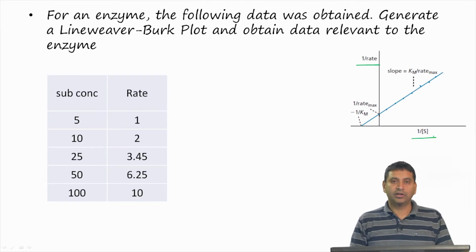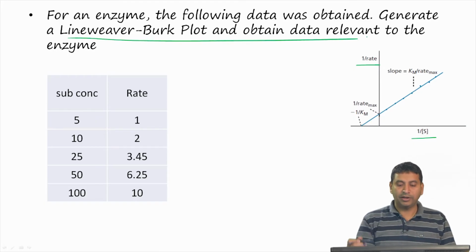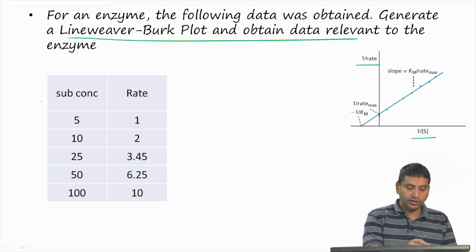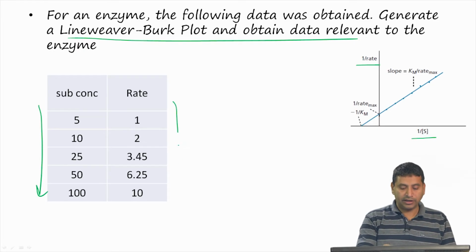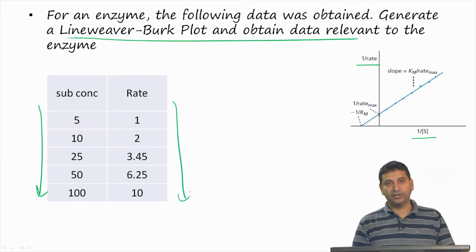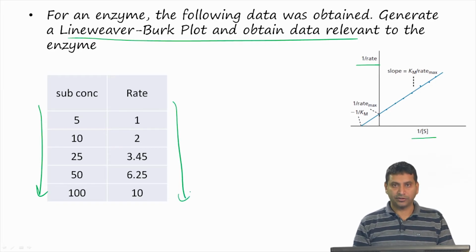So, the question here is, for an enzyme the following data was obtained. Generate a Lineweaver-Burk plot and obtain the relevant data for the enzyme. The substrate concentration is given here, that is, we have changed it from 5 to 100, and the rate is given here, and as you can see the rate increases with the substrate concentration.